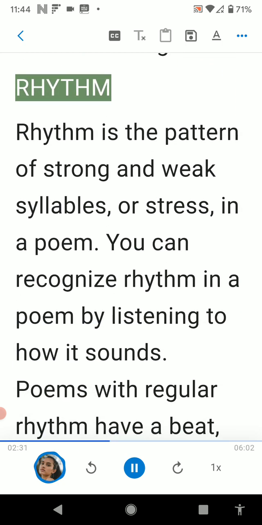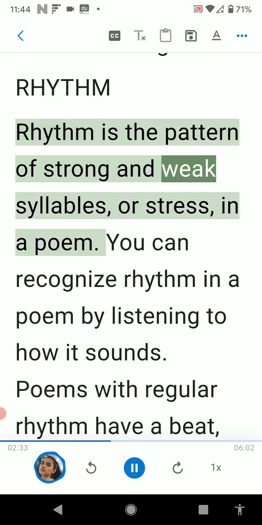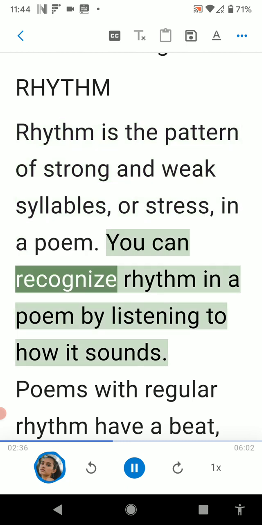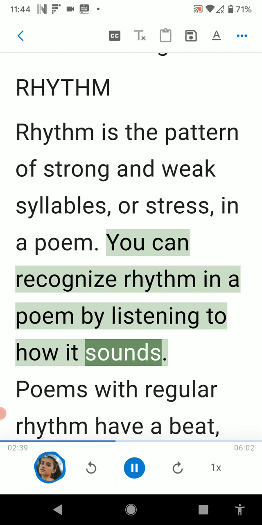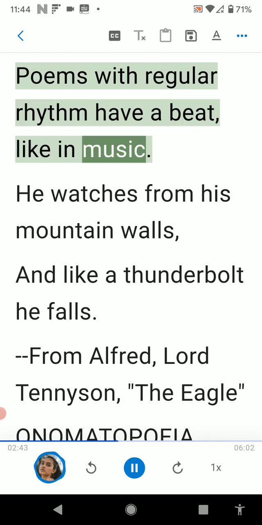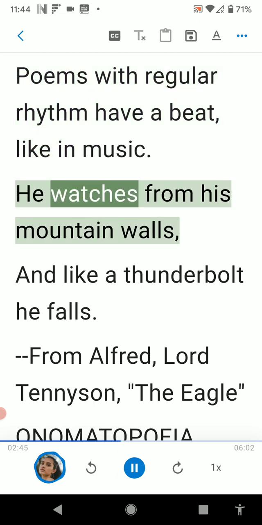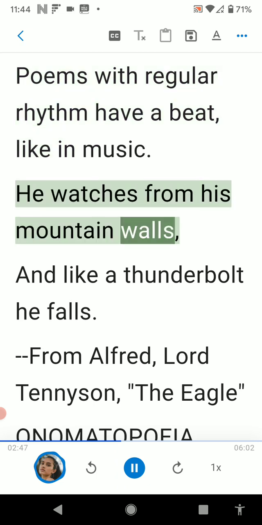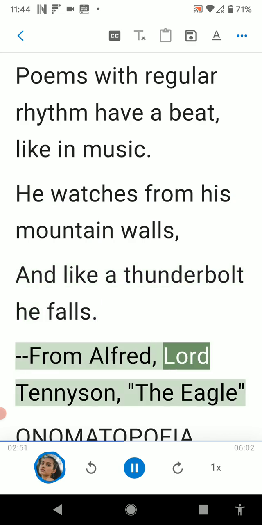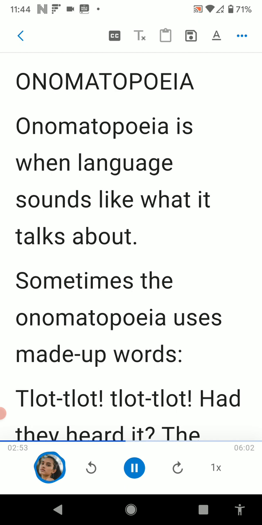Rhythm. Rhythm is the pattern of strong and weak syllables, or stress, in a poem. You can recognize rhythm in a poem by listening to how it sounds. Poems with regular rhythm have a beat, like in music. He watches from his mountain walls. And like a thunderbolt he falls. From Alfred, Lord Tennyson, The Eagle.